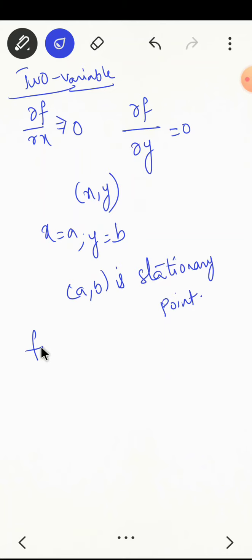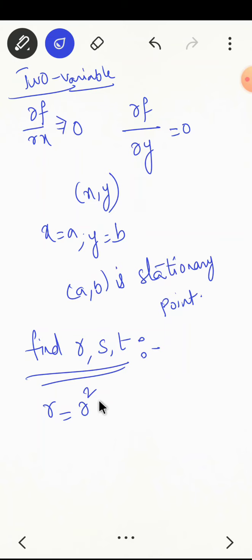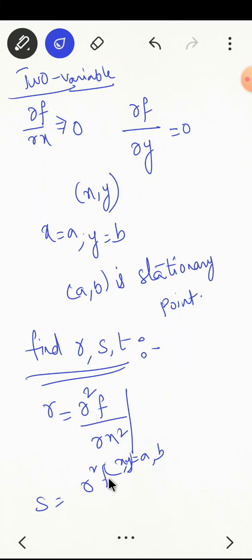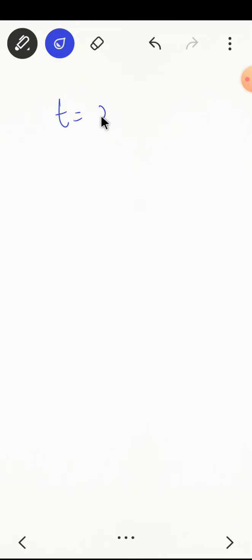The sufficient conditions are, first you should find r, s and t in a two variable problem. What are r, s and t? No need to worry. r is dou square f by dou x square, and you should substitute the point x comma y as a comma b. Then s is dou square f by dou x dou y, or dou square f by dou y dou x. That means whatever you have done, dou f by dou x, do with respect to y for that function. After finding s, then find t also. t is dou square f by dou y square, and substitute the stationary point x comma y. Then what will you get?